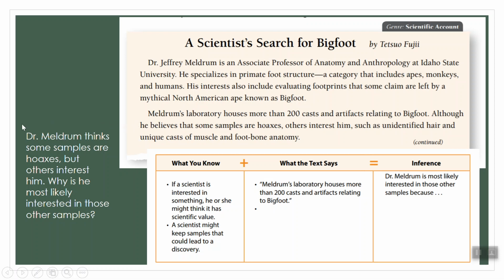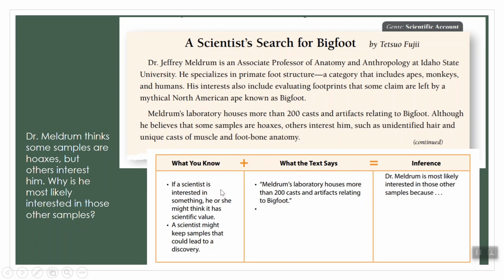We said we wanted to think about why Dr. Meldrum thinks some samples are hoaxes, but others interest him. Why is he most likely interested in those other samples of Bigfoot? Well, we know if we're going to make an inference, we have to start with what we know and add that to what the text says to make an inference. So let's start with what we know.